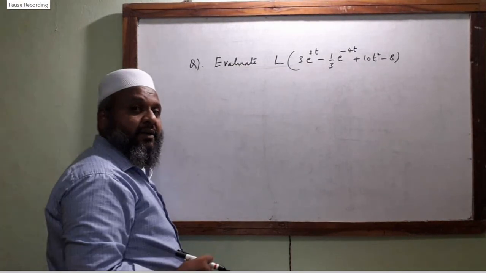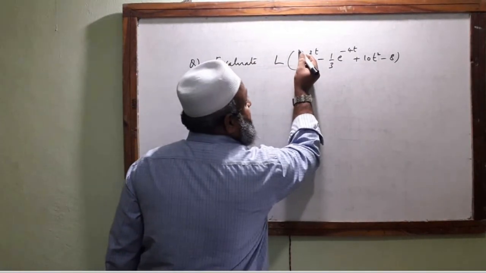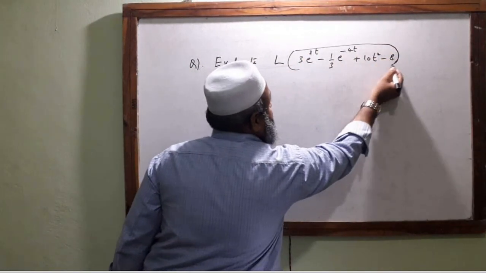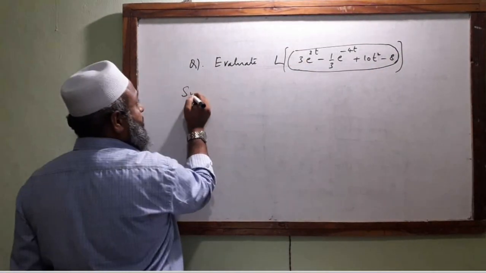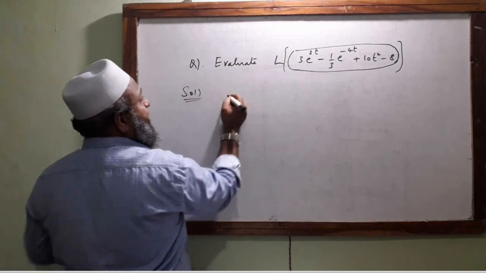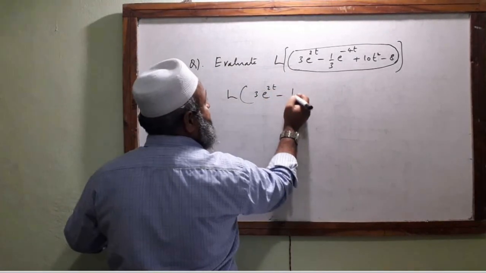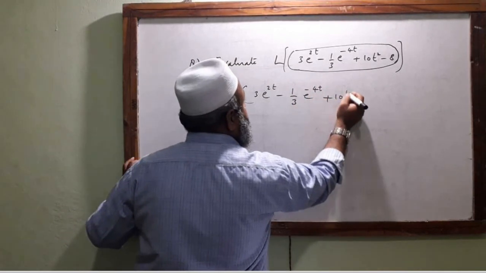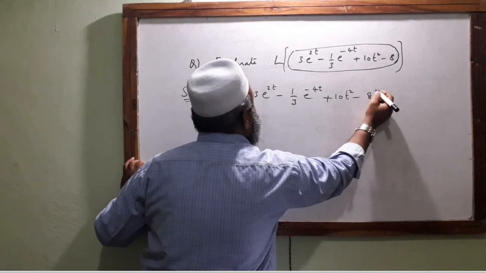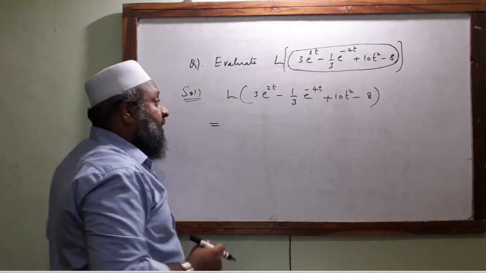Okay, now we are given this Laplace transform to evaluate. This complete function is the one for which we need the Laplace transform. So how do we proceed? Laplace transform of 3 times e to the power of 2t minus 1 by 3 times e to the power of minus 4t plus 10 times t square minus 8. No need of an extra bracket here.